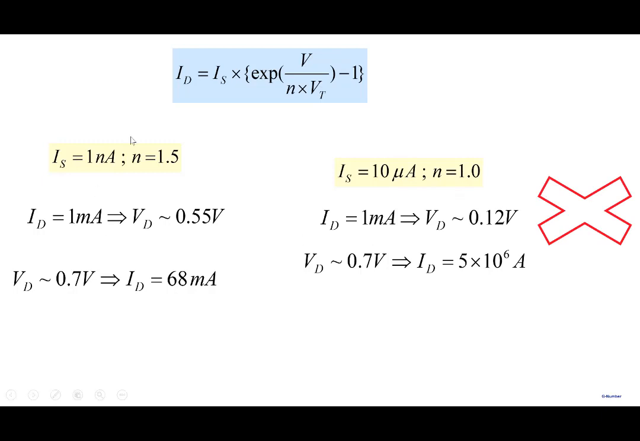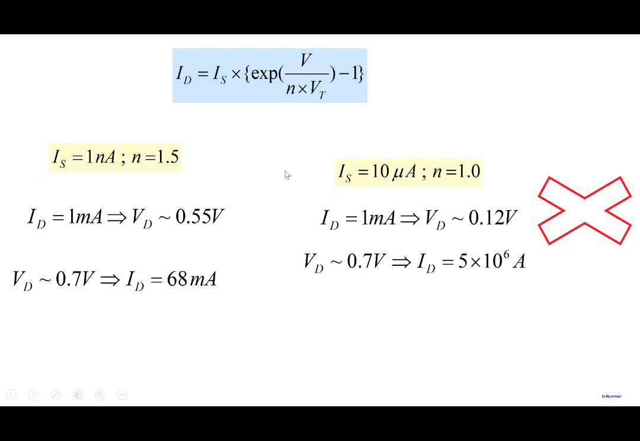If you are asked to give a value for IS, keep in mind, I'll just show you in a minute, the value of IS varies a lot. But if you are asked to give a value of IS, give a value which is more realistic, 1 nanoampere, and couple it with the ideality factor of 1.5. 1.5 makes a lot of difference here. It's an exponential function. If you put n equal to 1, it would make a lot of difference to what voltages and currents you get here. So ideality factor of 1.5, IS of 1 nanoampere here.